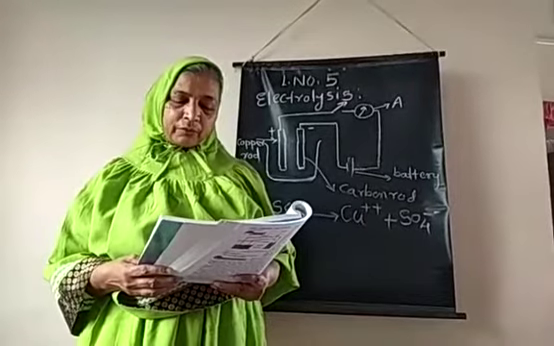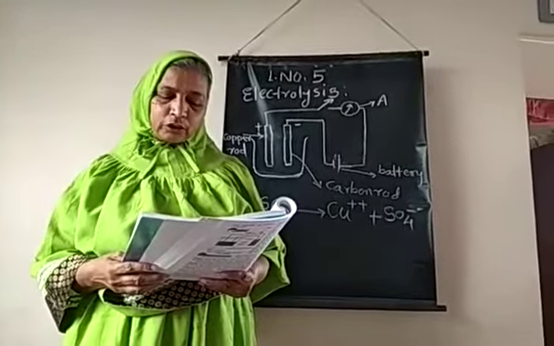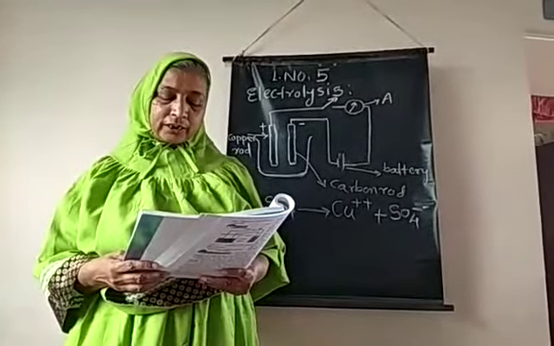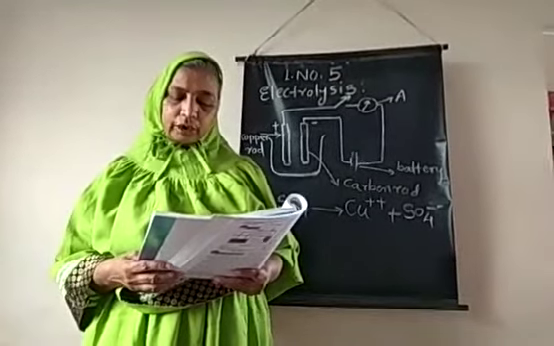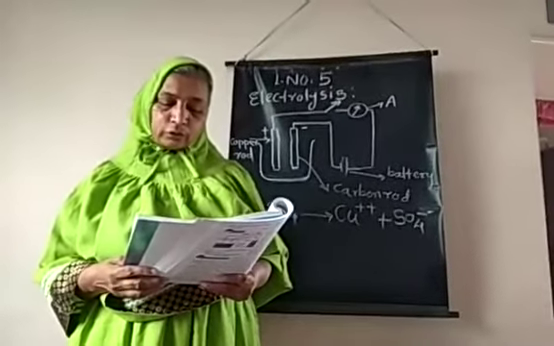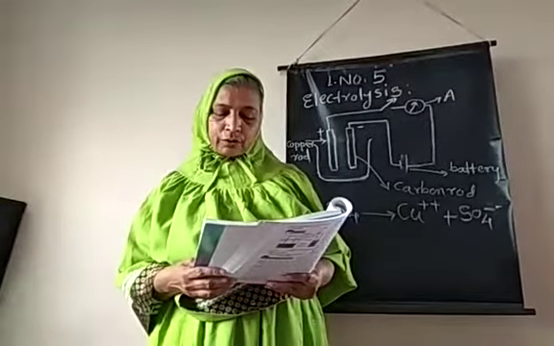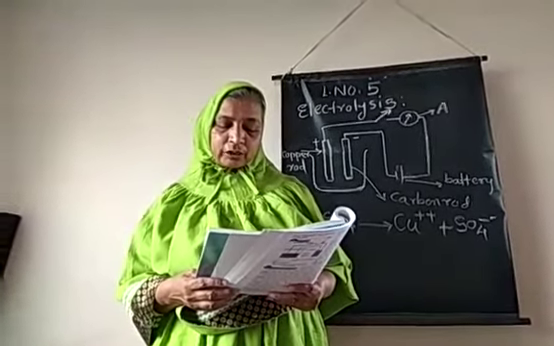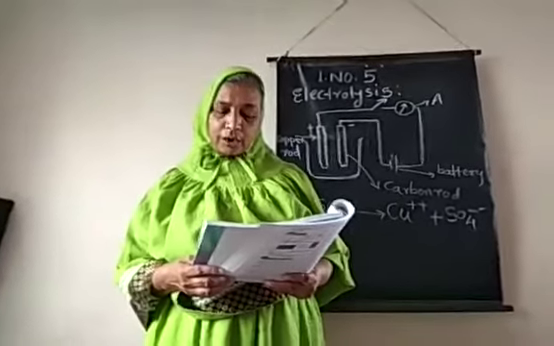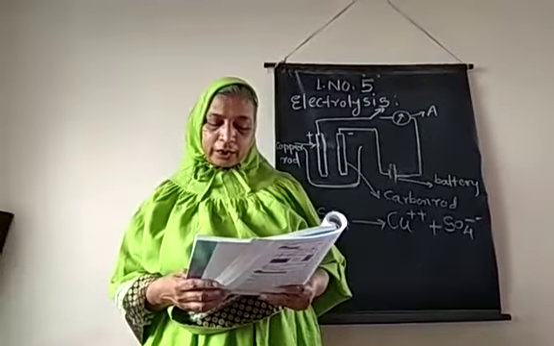How did this happen? When an electric current started flowing through the circuit, the cations, that is Cu plus ions in the solution, got attracted towards the cathode. Cu atoms are formed when electrons coming out from the cathode combine with the Cu plus ions. A deposit of copper appears on the cathode.